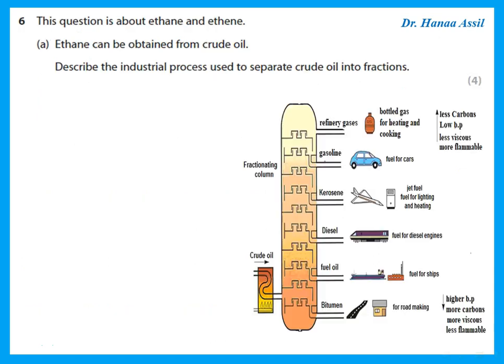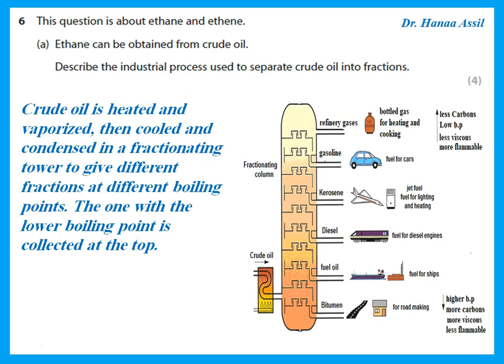Are we following? Okay. This question is about ethane and ethene. Ethane is obtained from crude oil. Describe the industrial process used to separate crude oil into fractions. So how do we separate the different fractions in the crude oil? Remember, the crude oil is heated and vaporized. Then it is cooled and condensed in the fractionating tower or the fractionating column to give different fractions at different boiling points. You have to indicate that the fractionating column has a gradient of boiling points. The one with the lower boiling point is collected at the top.